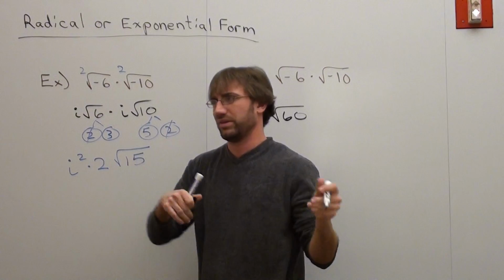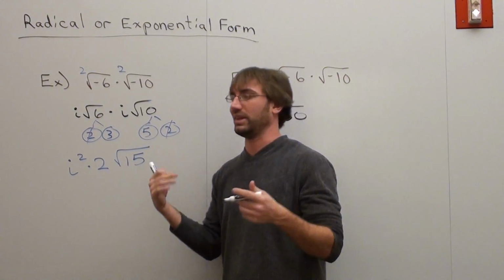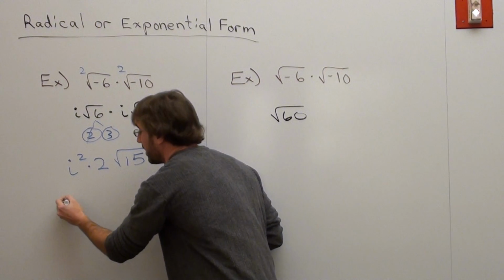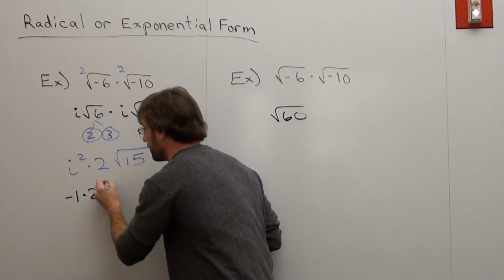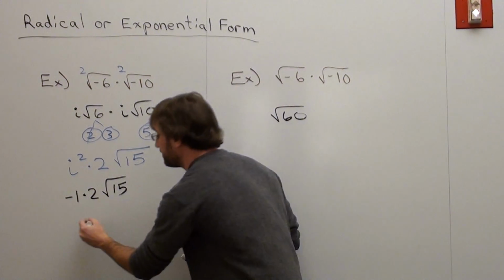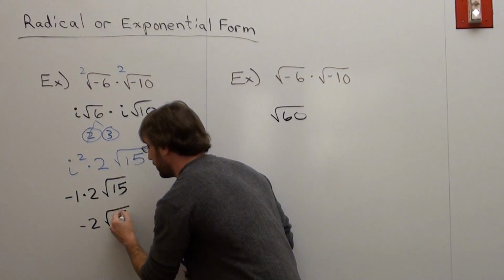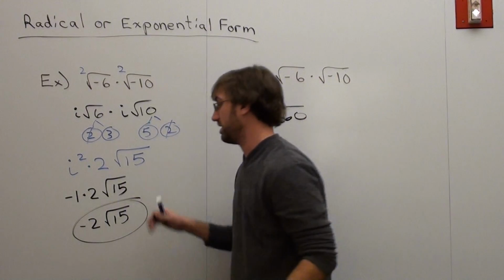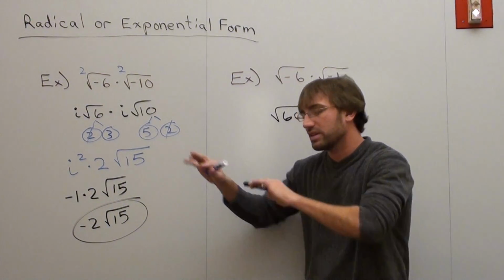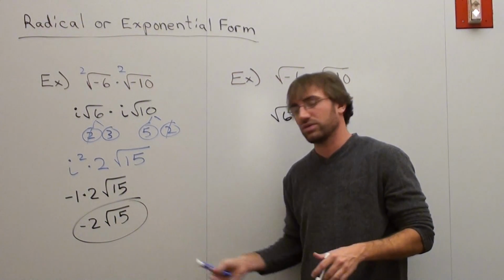I did a lesson on that, so you can look over it if you want to, for complex numbers. So -1 times 2 times root 15. -1 times 2 is -2 root 15. That's your answer. It's -2 root 15. It's not 2 root 15. No, it's not that. It's just -2 root 15.